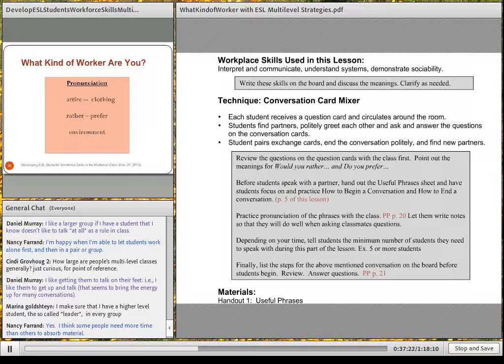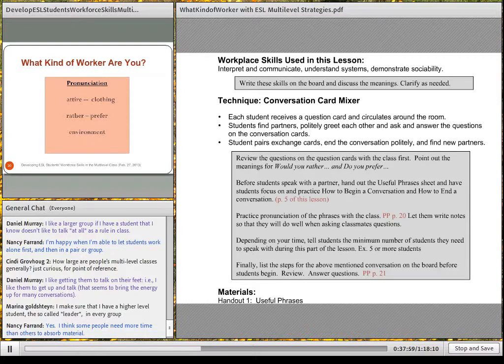So I added some specifics here that I had to do with my class. First, we had to review the questions on the question cards, and I'll show you those cards in just a moment. We had to go through those first and point out the meanings for would you rather and do you prefer. And in thinking back on it, I gave the would you rather questions to the higher level students and the do you prefer to the lower students, at least for the first round of interviewing.